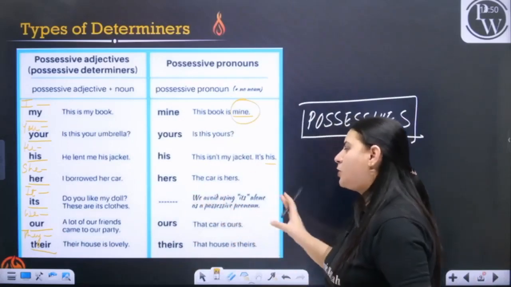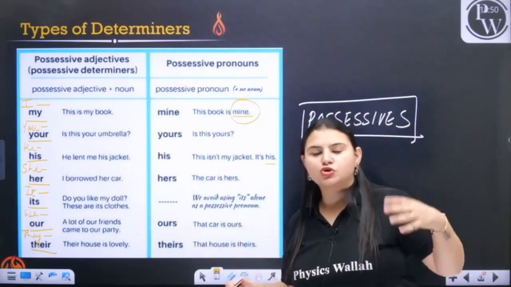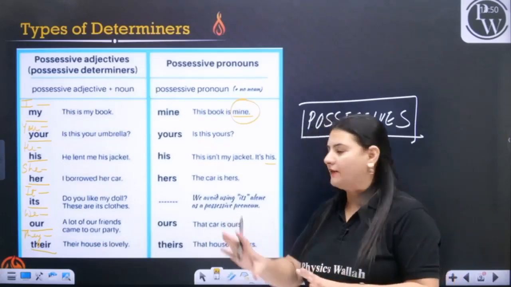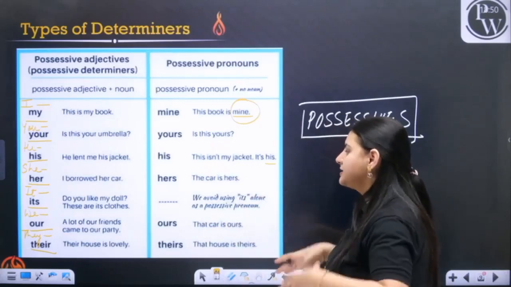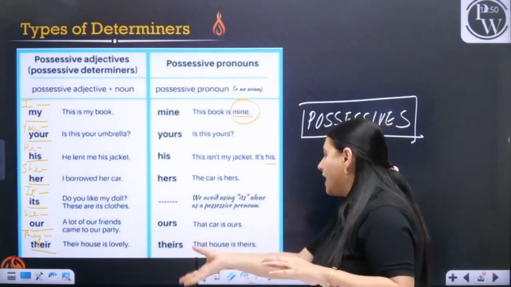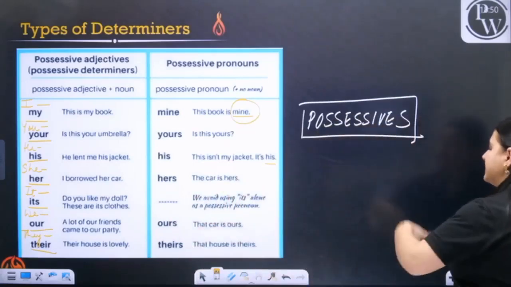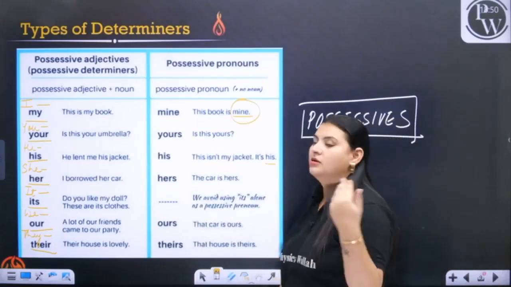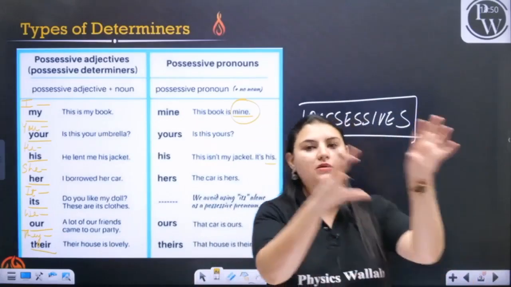Now, when we talk about its, we generally avoid using this kind of pronoun. We do not use its as a pronoun. That is why we didn't write its here. Ours. That car is ours. Our becomes ours. Here, their becomes theirs. That house is theirs. It belongs to them. That house is theirs.